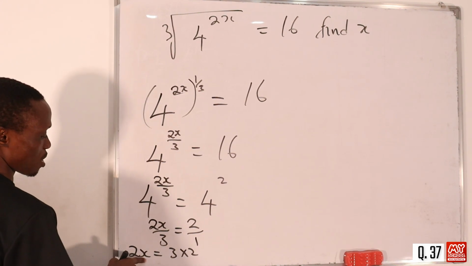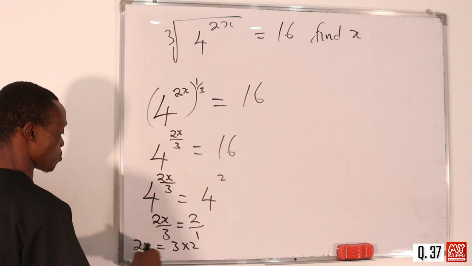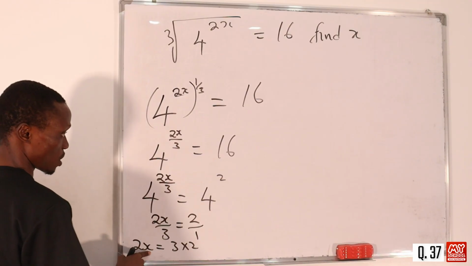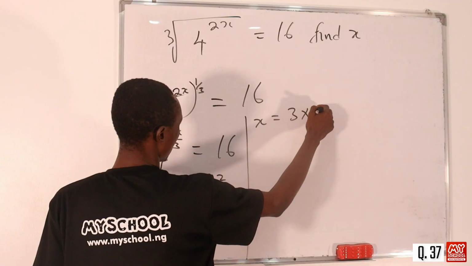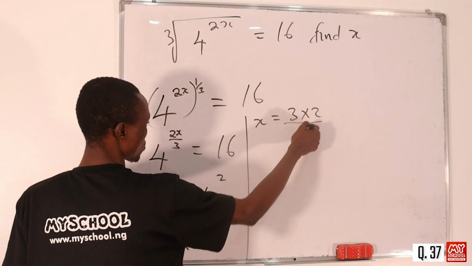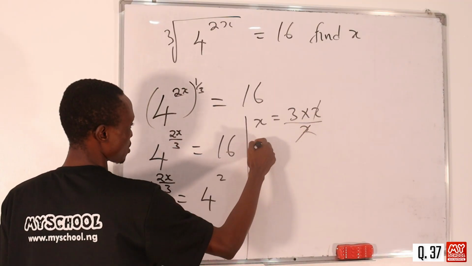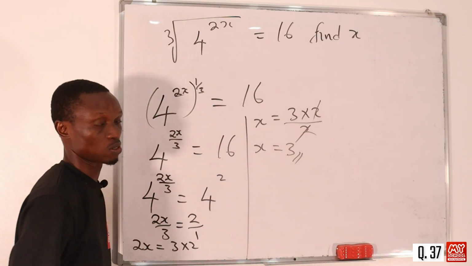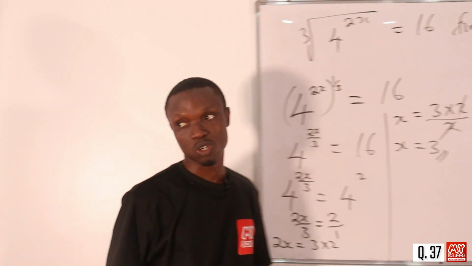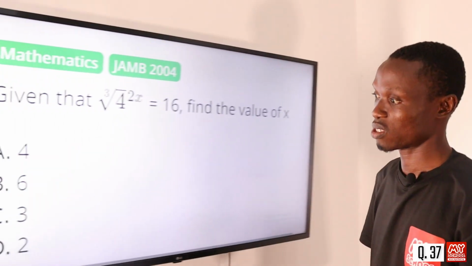Now, we are looking for x, not 2x. So we divide both sides by 2, which is the coefficient of x. So we'll have x equals 3 times 2 divided by 2. So we cancel out 2, so that x is equal to 3. So let's return back to the screen to pick the correct answer to this question, and that is option C, 3.